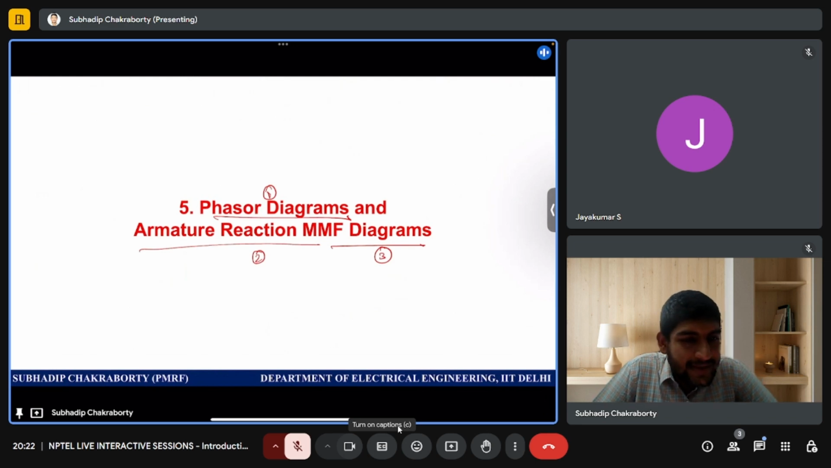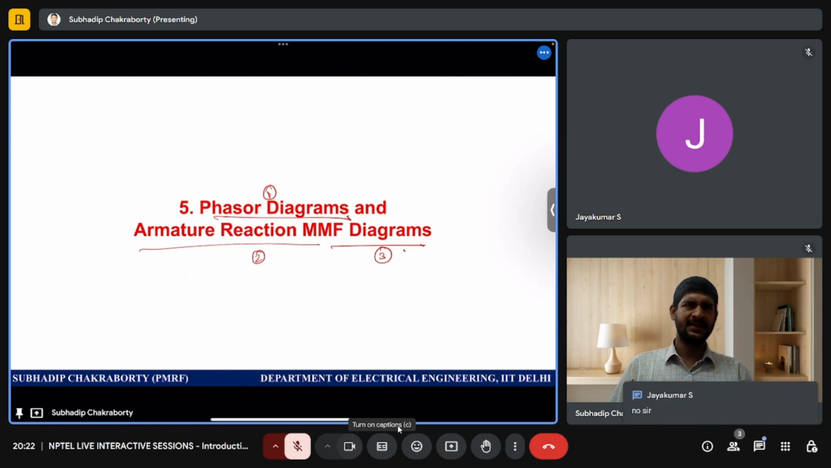So up to this, you are with me, right? Any doubt up to this? Because these three now are the most important tool of synchronous machine, and we'll be starting one by one. So any doubt, just let me know. Otherwise, we'll proceed. Okay. So we just start the phasor diagram, right?